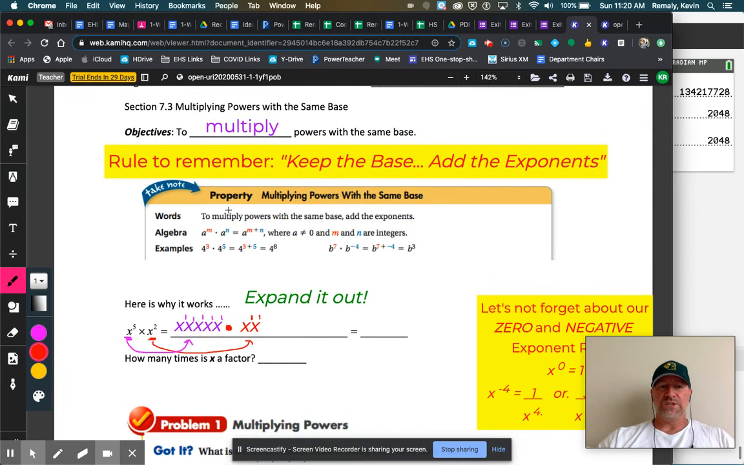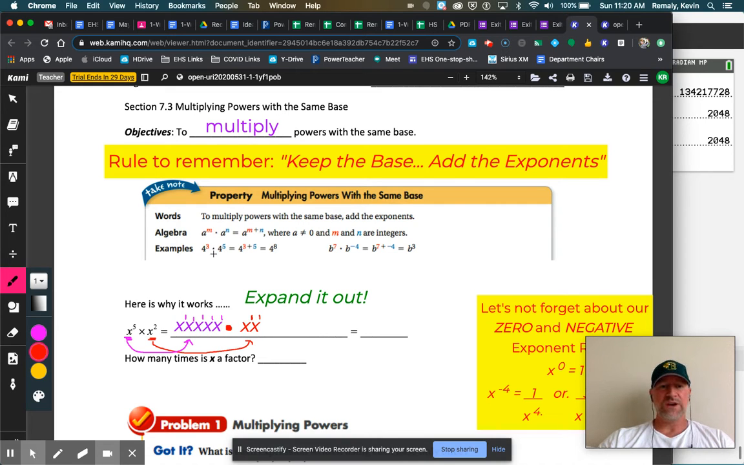Basically, our rule is when we have a common base that we're multiplying, we would keep that base and add the exponents. Okay, so here's a couple examples. Here's obviously the theoretical rule that we have a common base of a that we're multiplying together. And then we simply take m, whatever that exponent is, and n, whatever that exponent is, and we add them together.